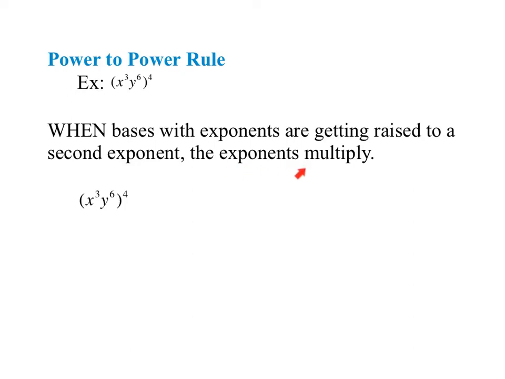The exponents multiply. So this 4 here multiplies to the powers inside the parenthesis. So this 4 here multiplies to the 3 to get x to the 12th. And then it also multiplies to the 6 for the other power for y to get 24.